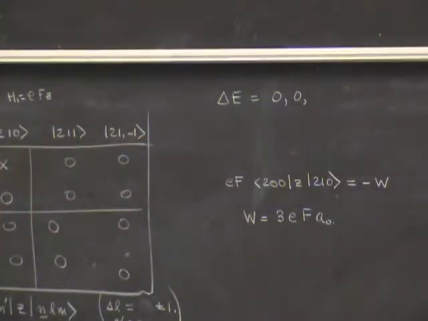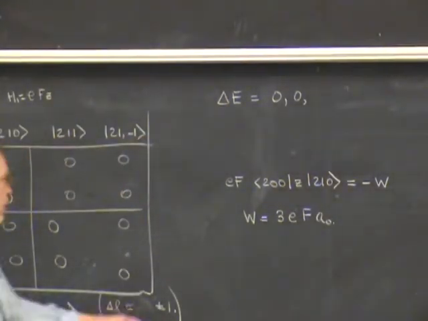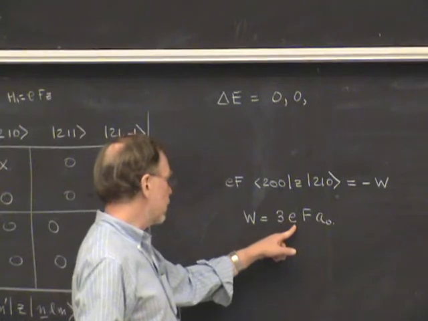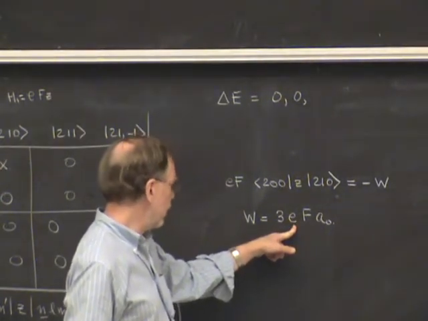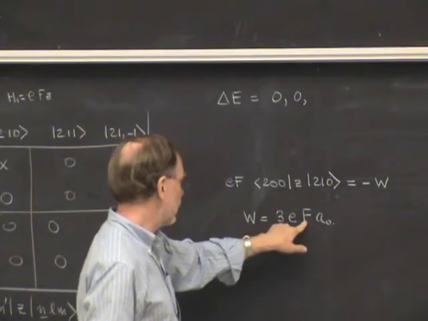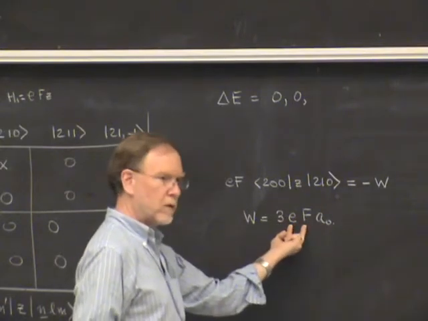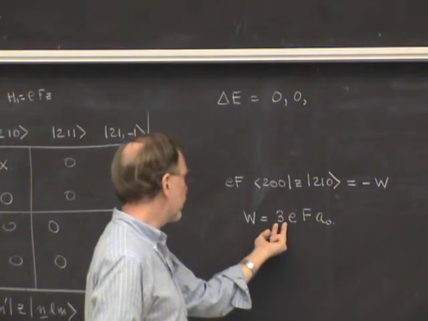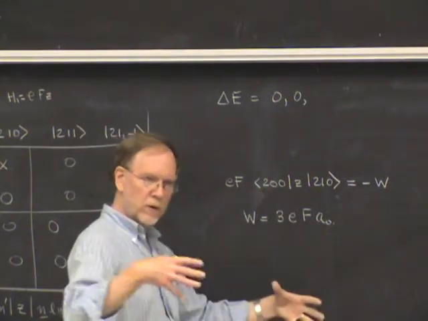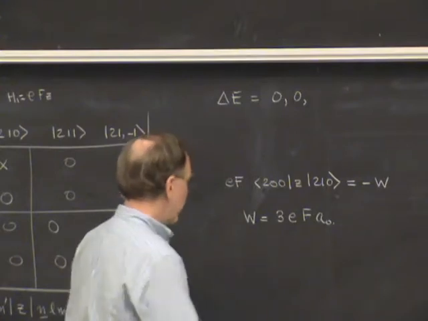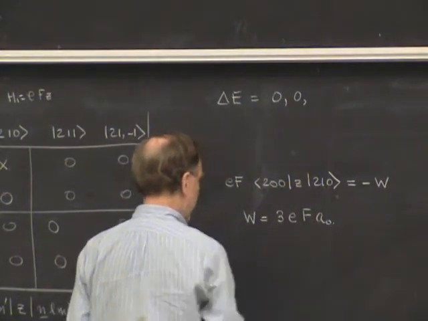W is an energy. And you can see it's an energy which is of the order of magnitude necessary to move the electron from one side of the atom to the other in the external field. Here's the charge, there's the distance, and there's the electric field. So eF is the force. It's really times a factor of 3, which comes mainly because these are n equals 2 wave functions which are larger than the Bohr radius. But anyway, if you do the integrals, this is the answer you get.